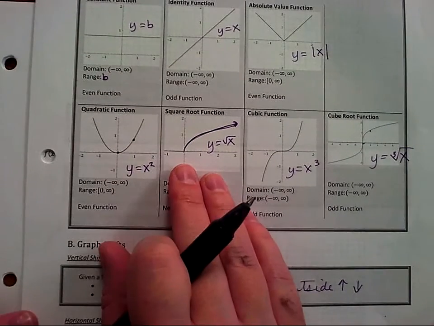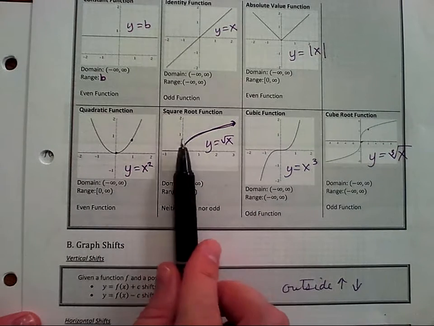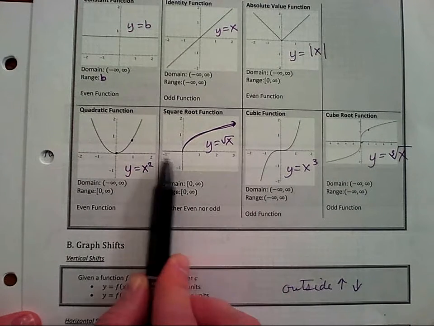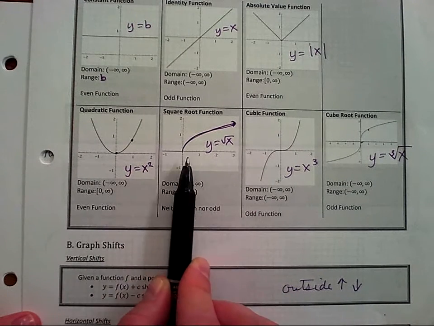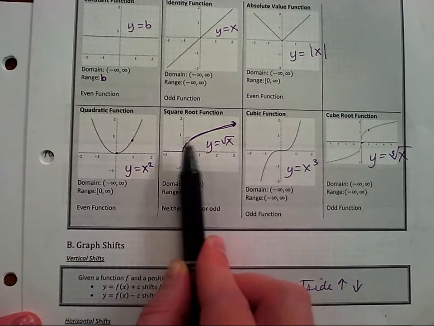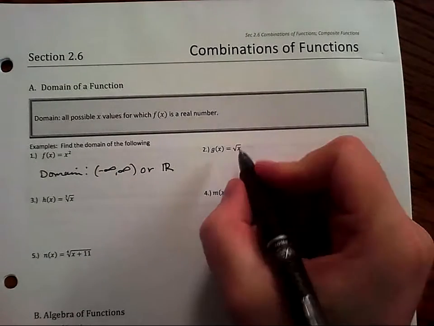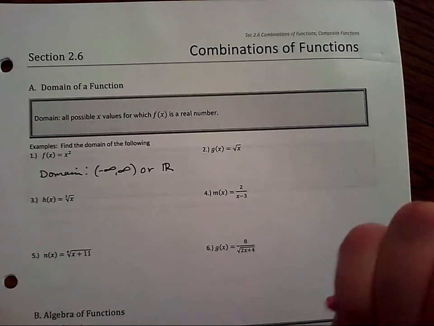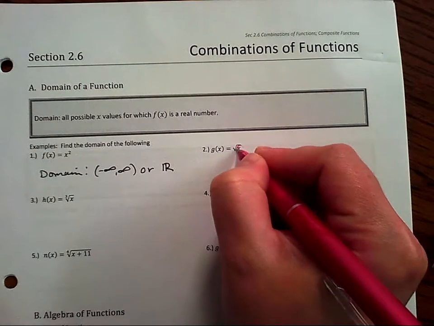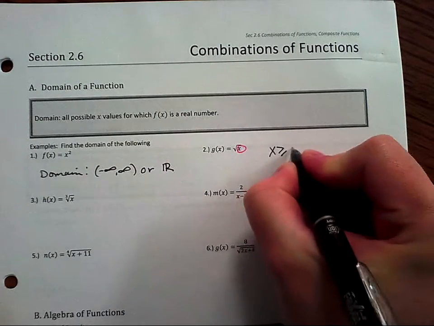If you can't remember, look at this graph. What x values do I have here? I don't have any negative x values, right? Do I have 0? Yeah. Can I do the square root of 0? Square root of 0 is 0, that's fine. So it's 0 and positive. So I'm going to circle. Whatever's underneath the square root has to be greater than or equal to 0.